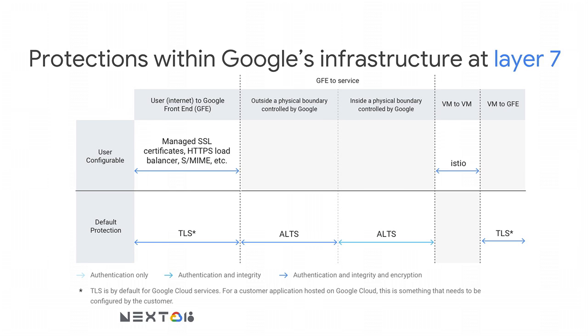If you need additional network layer protections from the user to the GFE, we have a couple of different options, including managed SSL certificates for your user applications. And in Gmail, you can use S/MIME. And within Google's infrastructure, if you need additional service-to-service protections, you can use Istio. So let's quickly dive into what these provide.